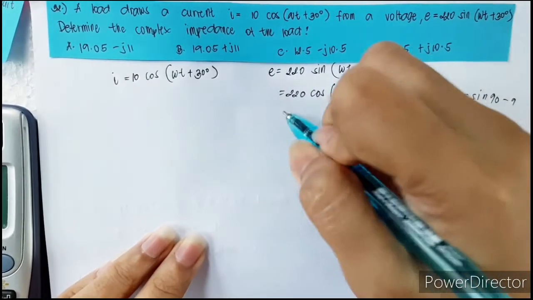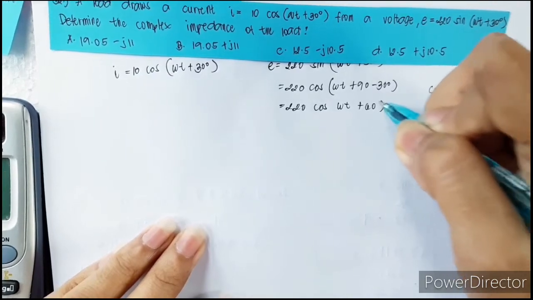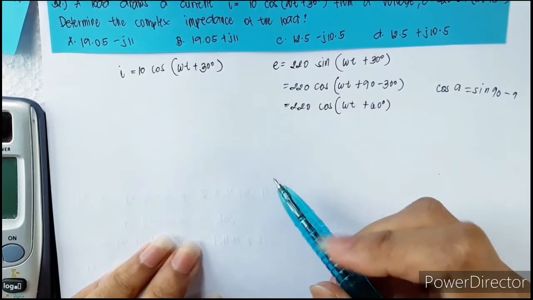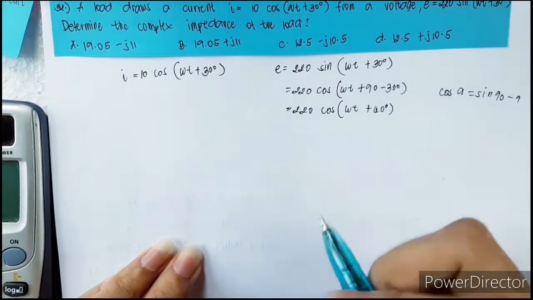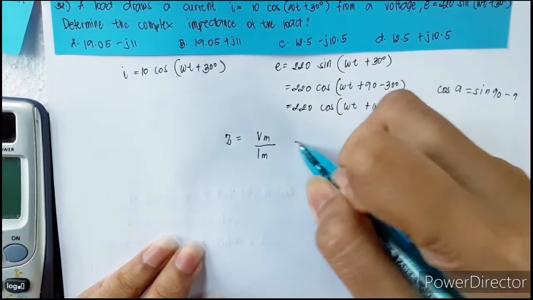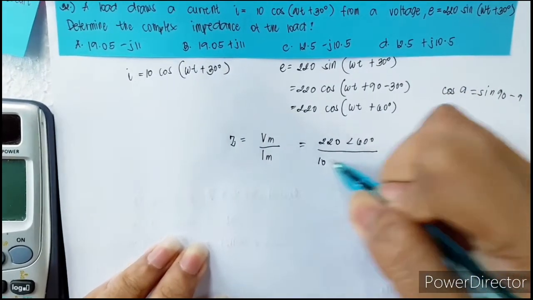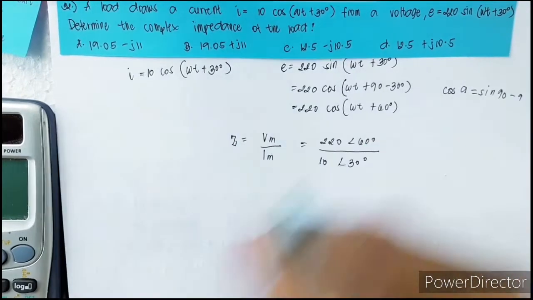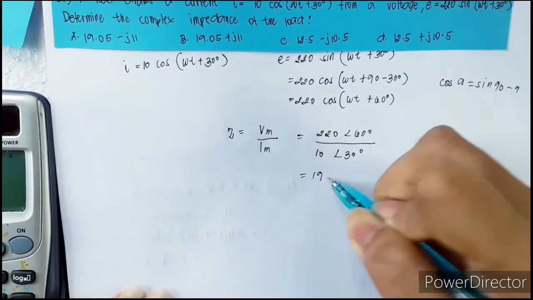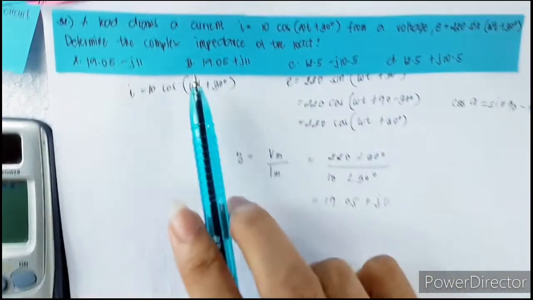So, 220 cosine omega t plus 60 degrees. Now they are the same, all cosine. The next step is to find the complex impedance using this formula: Z is equal to Vm over Im. Then, 220 angle 60 degrees divided by 10 angle 30 degrees. And we have 19.05 plus j11. And it is letter B.